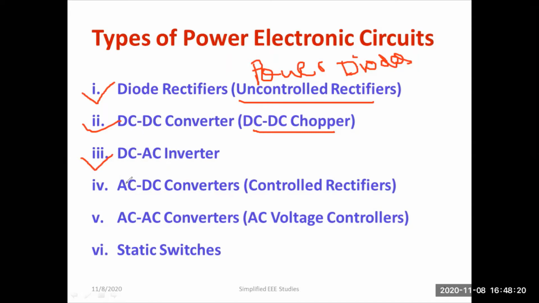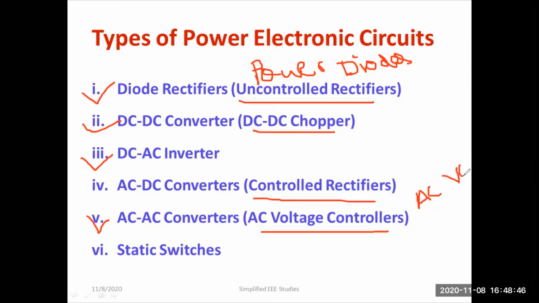Both are the same. Moving on to the next type of converter, that is AC to DC converters. It is also known as controlled rectifier. Here, instead of using power diodes, we'll be using controlled devices such as thyristors. Moving on to the fifth one, AC to AC converters. It is also known as AC voltage controllers, or you can call them AC voltage regulators.